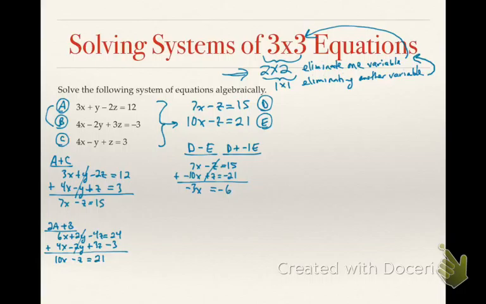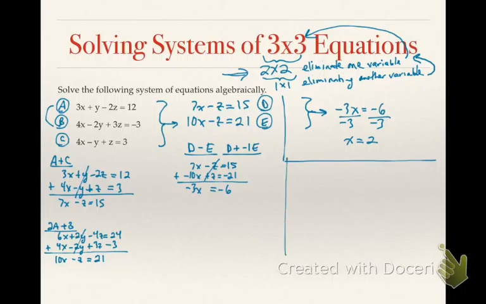And notice now my 2 by 2 became a system of 1 by 1. Negative 3x equals negative 6. One equation, one variable, and that's something that I can solve. Okay, if I divide both sides by negative 3, I get my x value must be 2. There's one solution.